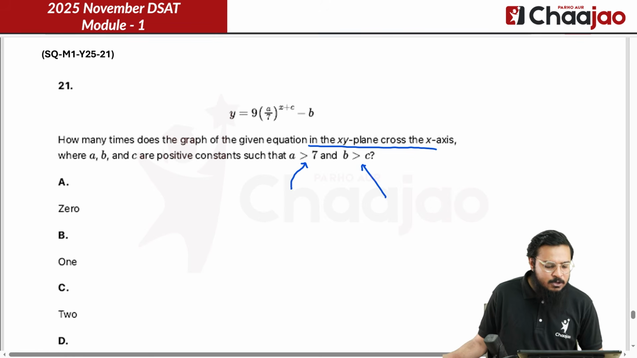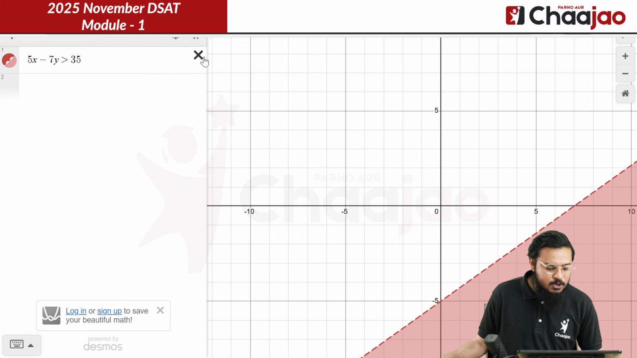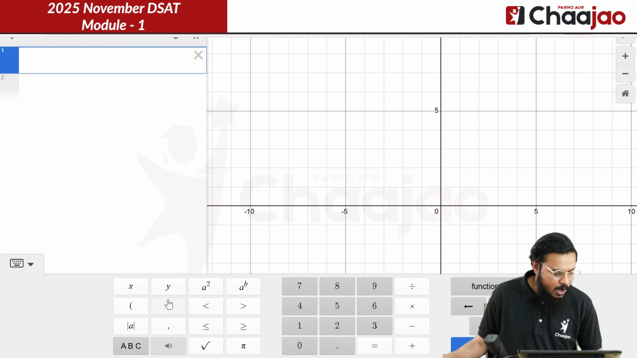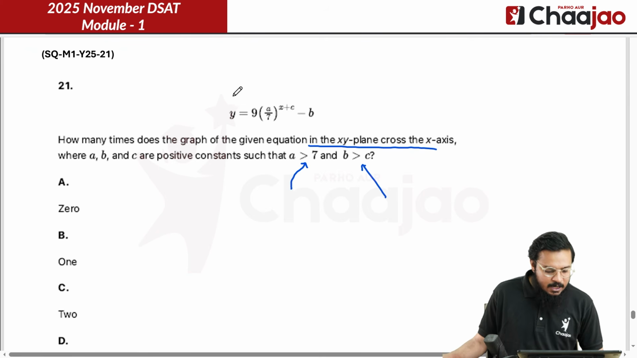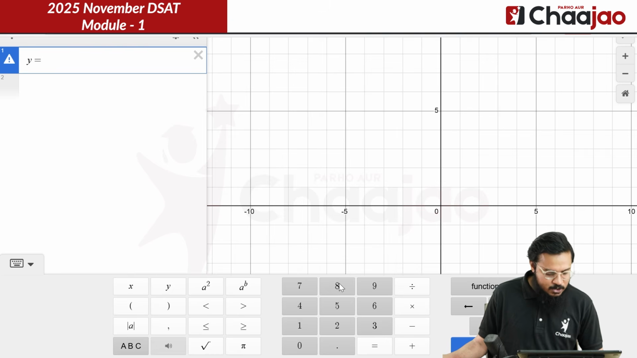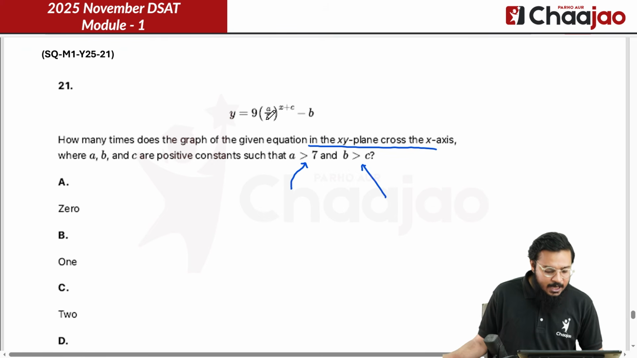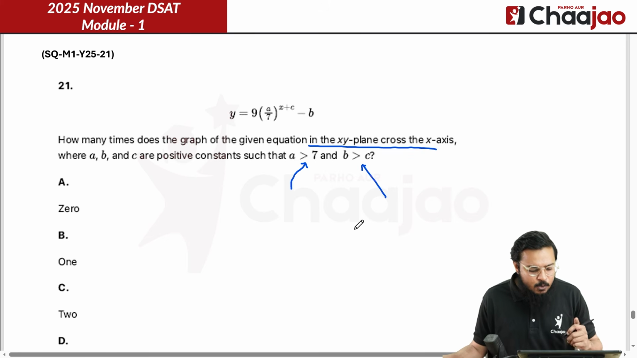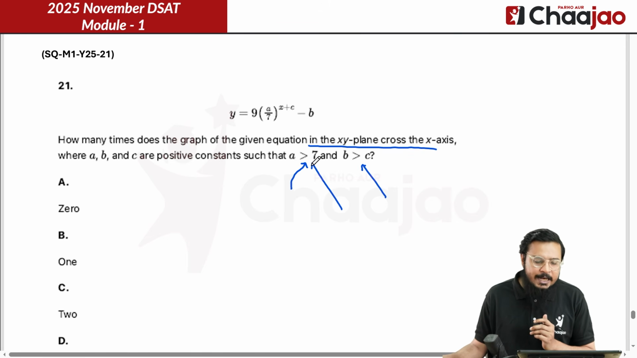So I'm going to simply type this into my Desmos scientific calculator. I'm going to start with y, that was my first variable, equals, and then the other constant, 9. So I start with 9, then open a bracket, and then A over 7. And if you want to put A as any value over here, you're allowed to put A as any number greater than 7.